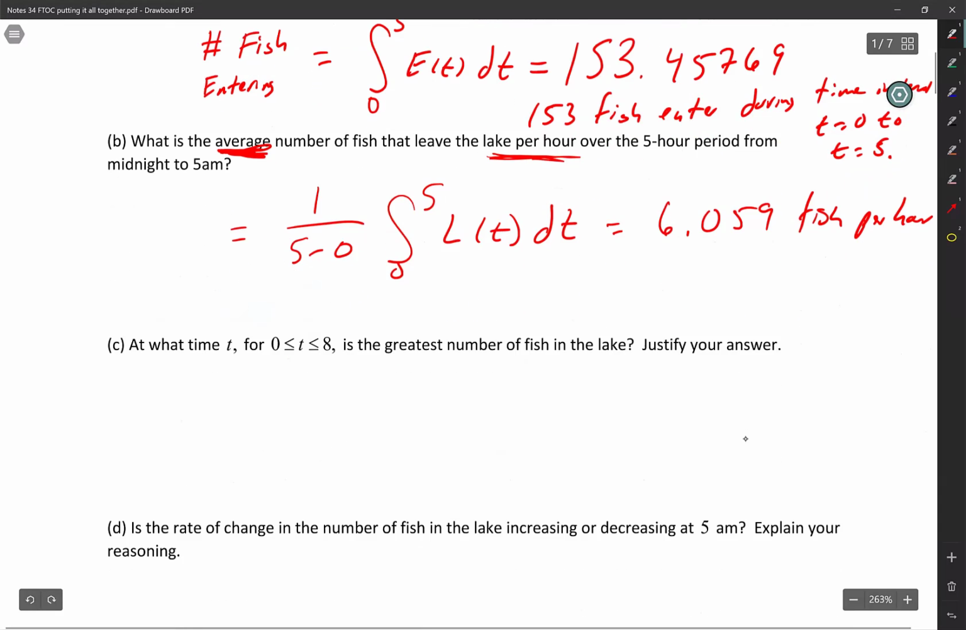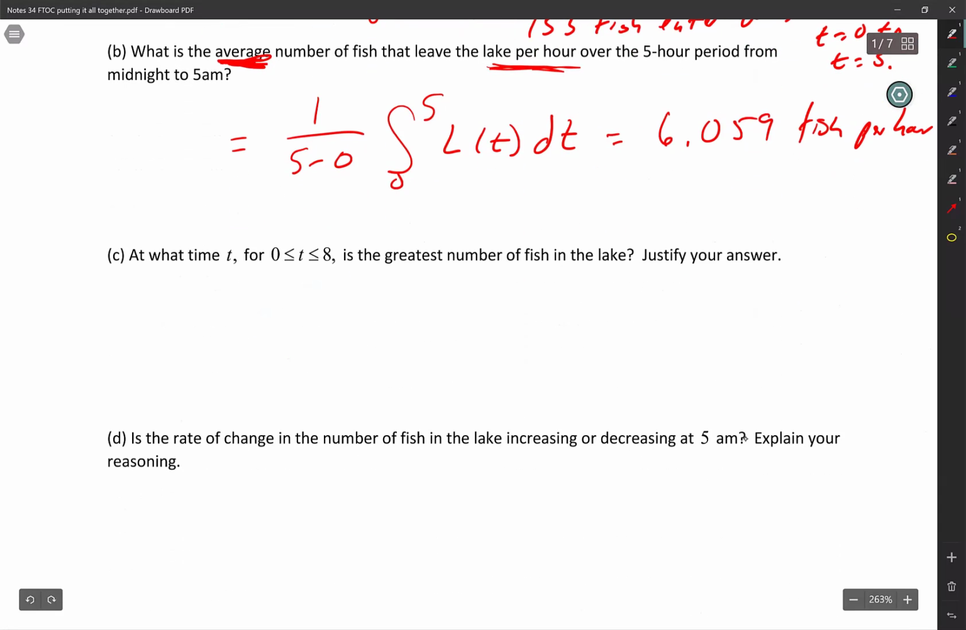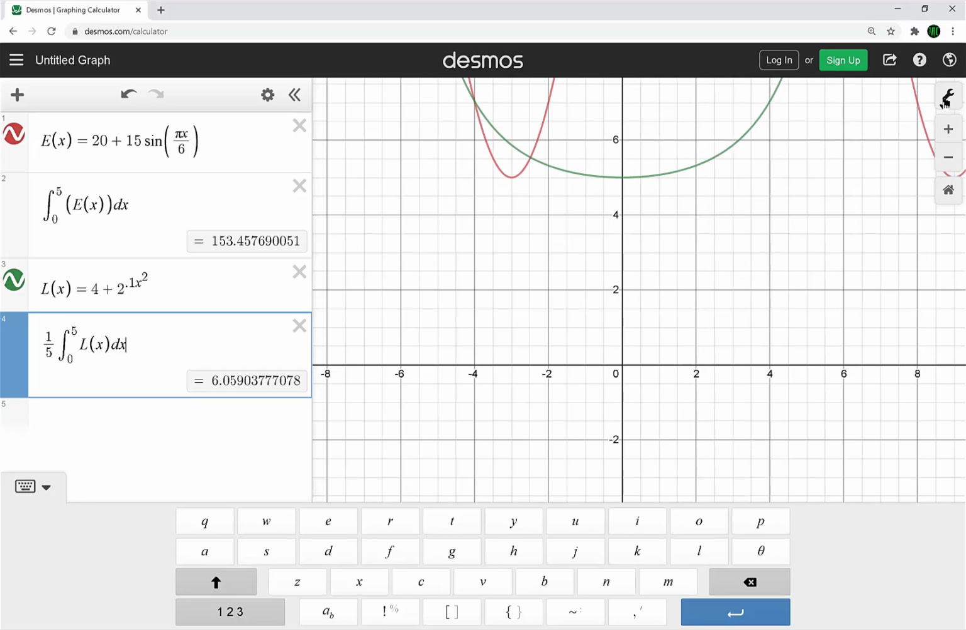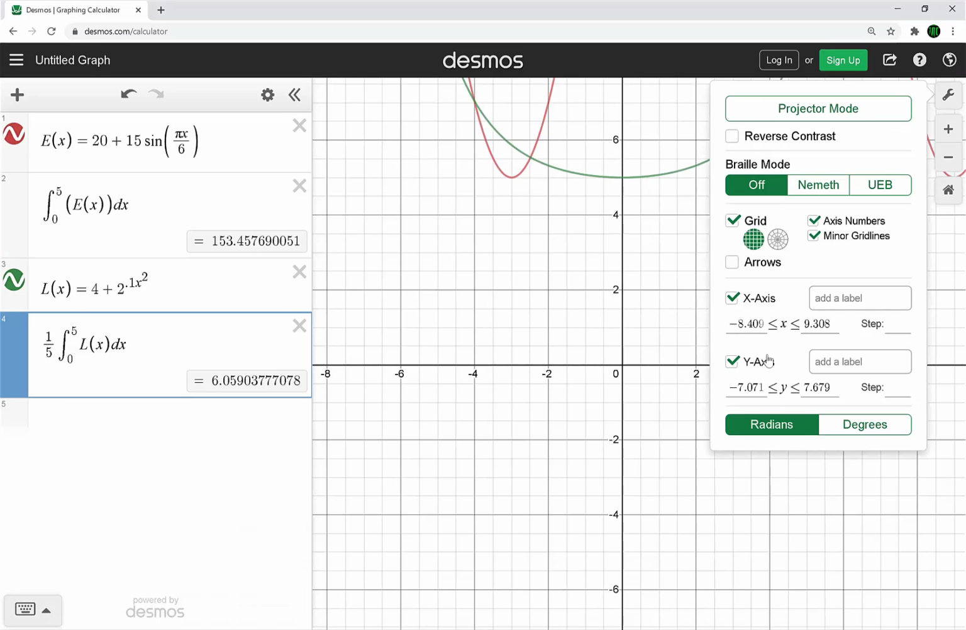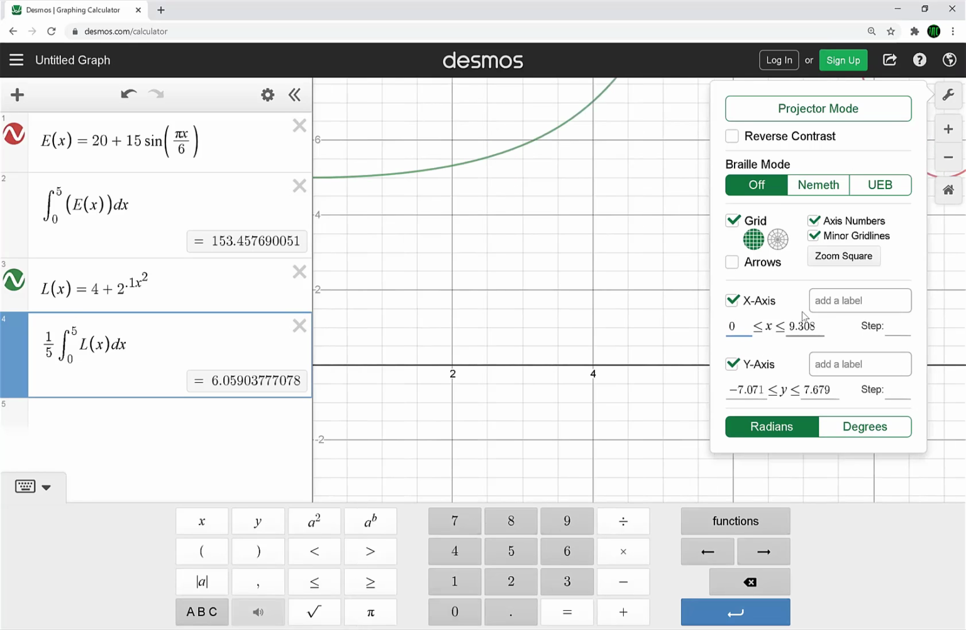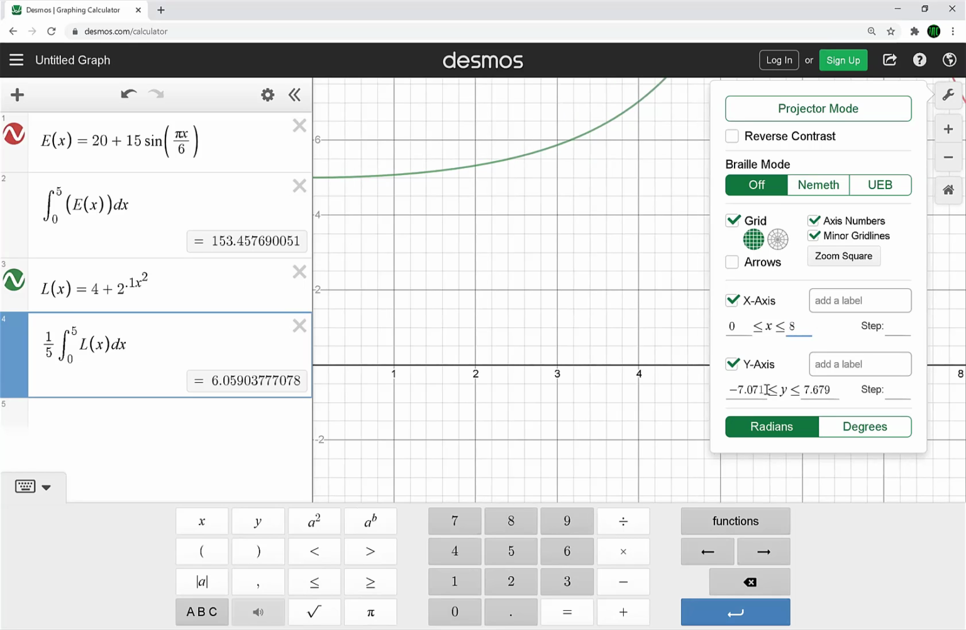Look at letter C. Now we're going to start looking at the graph here, guys. See if it makes sense. At what time between 0 and 8 is the greatest number of fish in the lake? Justify your answer. All right, let's look at a table. Let's look at a graph. Let's look at our graph. See if we can figure this out. So they want to know between 0 and 8. So I'm going to click on this little wrench, and I'm going to click on my x-axis. I put 0 there. If you want to put it at 8.5 to see a little bit past it, that's fine. But I'm going to put 8.